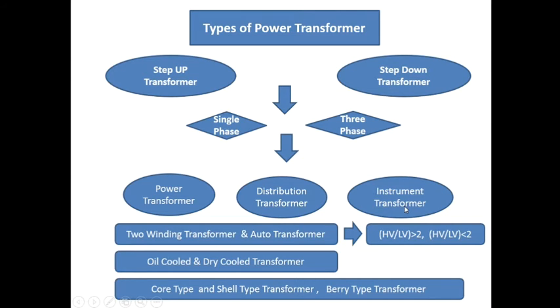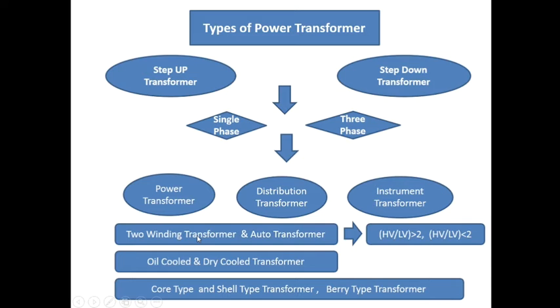Now instrument transformer. Instrument transformers are two types: current transformer and voltage transformer. Current transformer, where we step down the current from higher value to lower value. Voltage transformer, that is called potential transformer, we step down the voltage from higher value to lower value. It is used for metering purposes, for relay purposes, for ammeter, voltmeter, for control relay and panel.